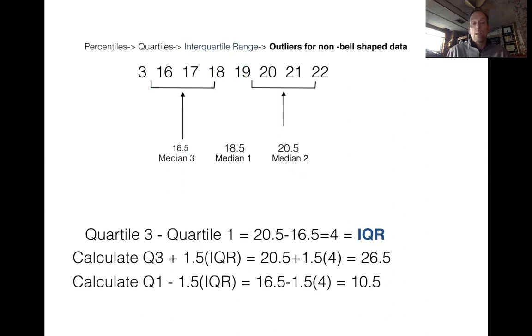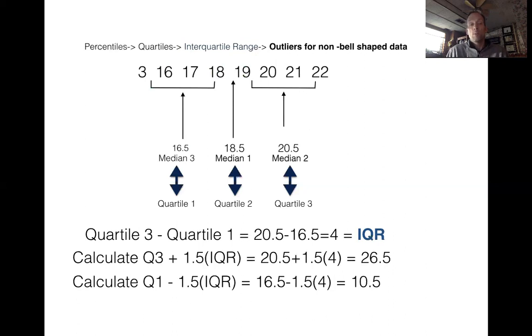Okay, with the IQR, let's put our quartiles back here. With our IQR, now we have everything we need to start scanning for outliers. We're going to go to quartile 3, and we're going to add 1.5 times the IQR. And it's always going to be 1.5 times the IQR. The 1.5 is a number that we use by convention. That gives us 20.5 plus 1.5 times 4.